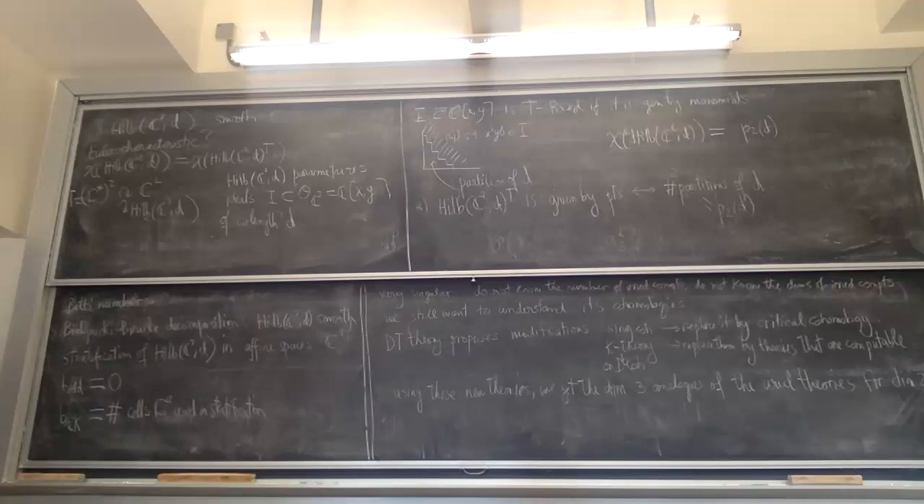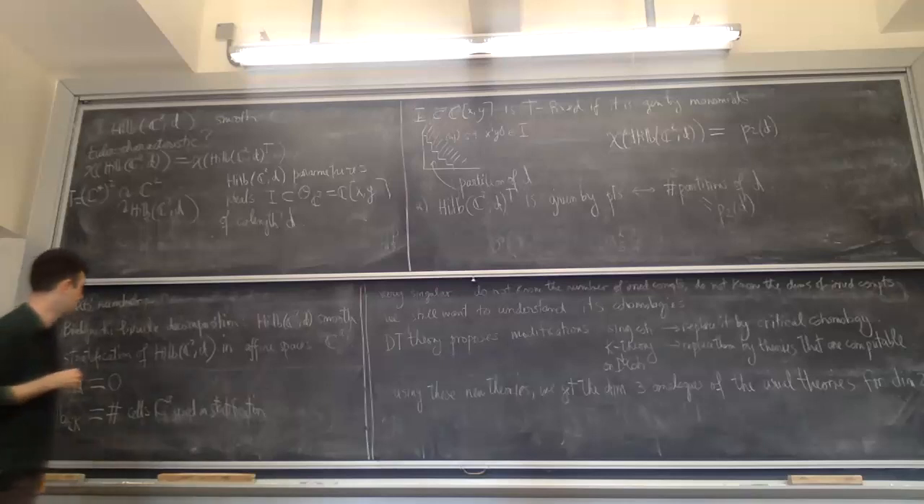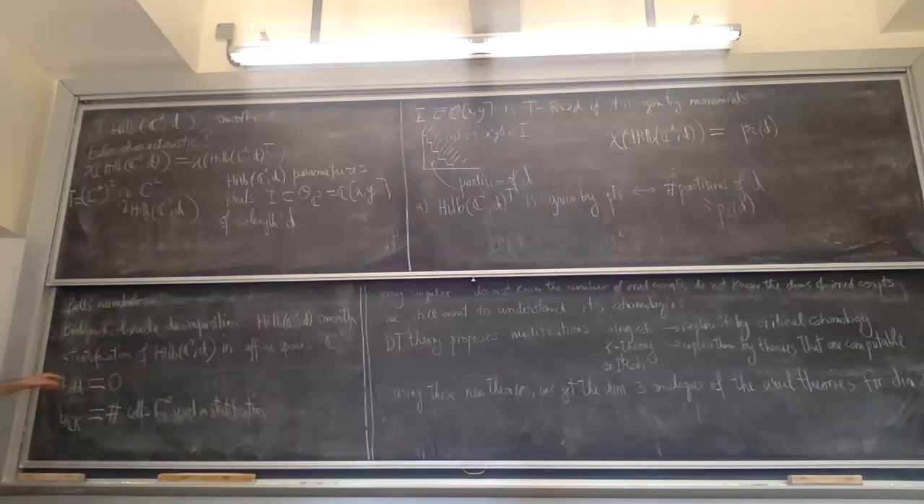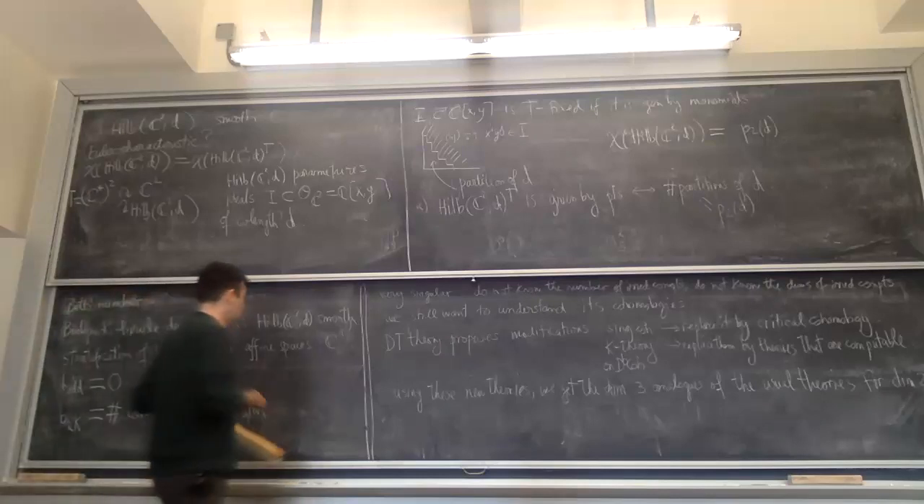So if one computes the dimensions of Borel-Moore homology of the space, it will be the number of partitions of 2D minus K in parts at most K minus D.